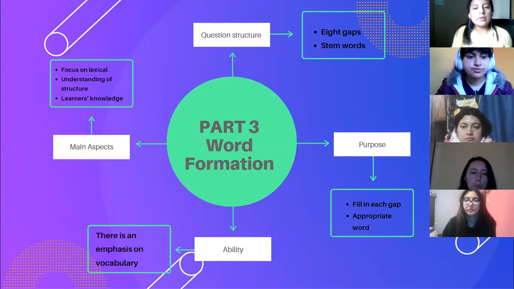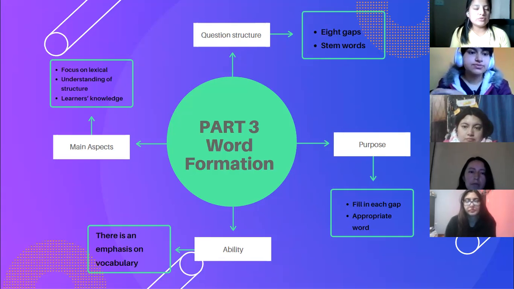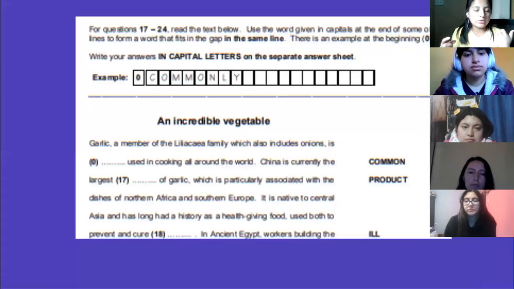My name is Alexandra Cahuana. I'm going to present part 3 and part 4. Let's start with part 3, which refers to word formation. The question structure is 8 gaps with a separate stem word in capital letters. The purpose is to fill in each gap with the appropriate word. It refers to vocabulary skills. In this case, it focuses on lexical understanding of structure and learner knowledge. In the next slide, we are going to see how the question is structured.